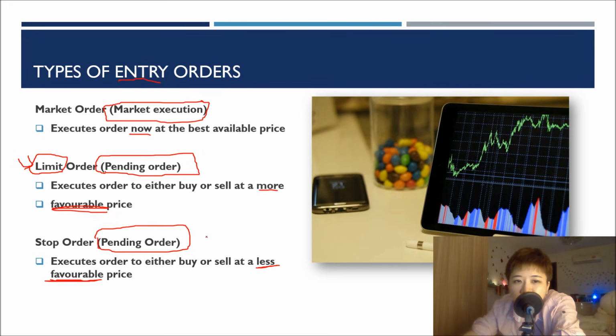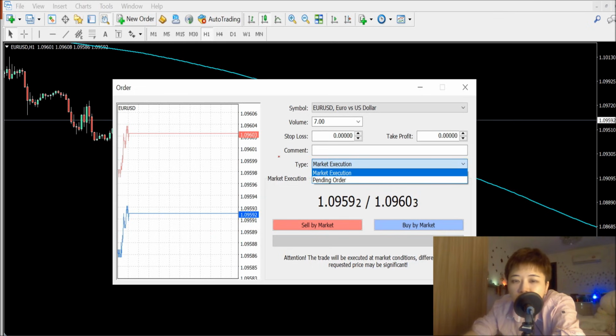So if you go to your platform and you go to here, type, you will have 2 choices. So how do you go to this order window? You just click on this, okay, new order. Then you would have this window pop up. Then you see 2 types of orders, pending order and also market execution. Right? Market execution is just very straightforward. Once you click on this, you just click sell or buy.